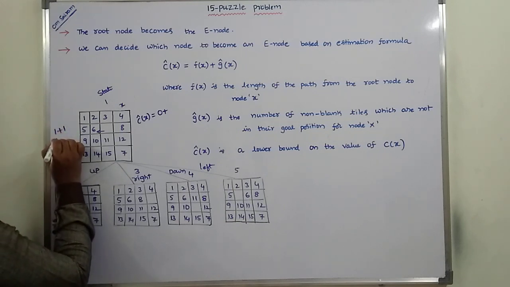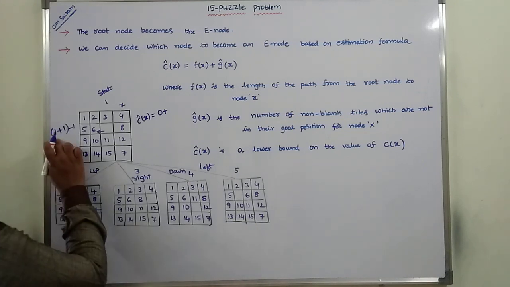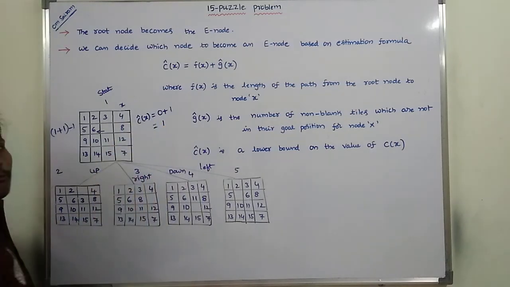So among them we subtract minus 1, because the empty tile cannot be counted. So 2 minus 1, that is 1. That is equal to 0 plus 1, which is 1.